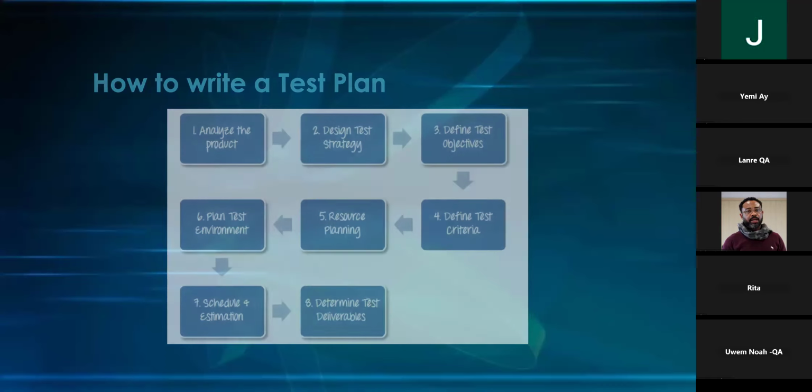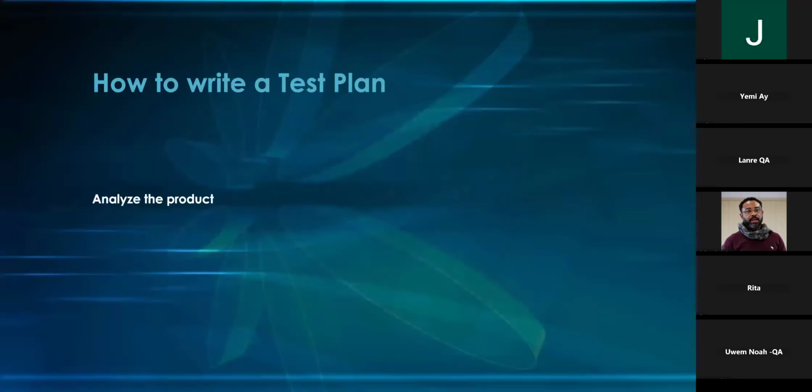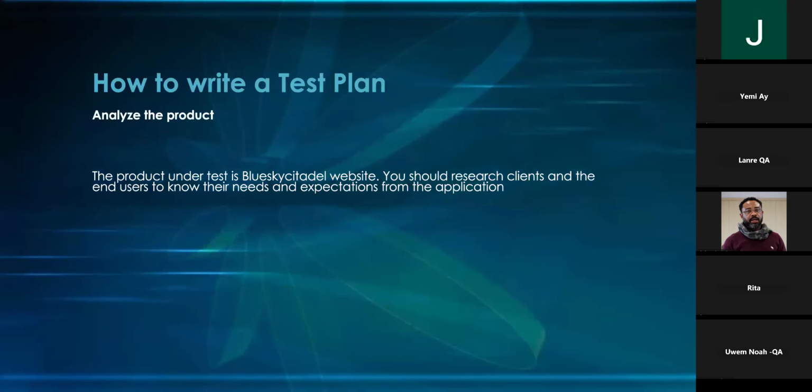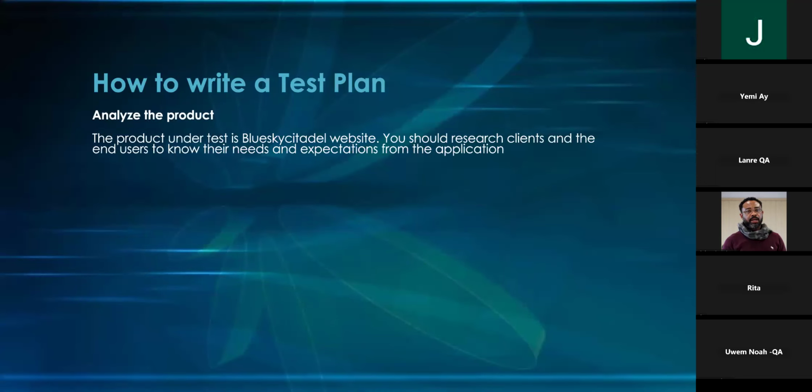That's how you start. So let's start with the first one, how to write a test plan. Analyze the product. The product under test is the BlueSky Citadel website. I take it as an example. You should research clients and the end users. So who is the target audience? The target audience are end users. Who is going to use that?